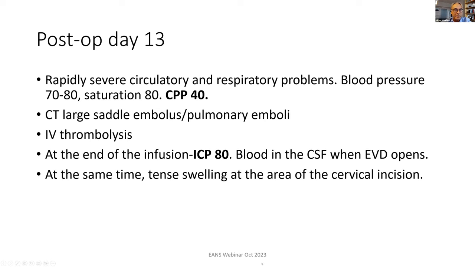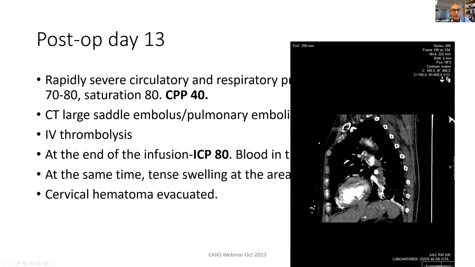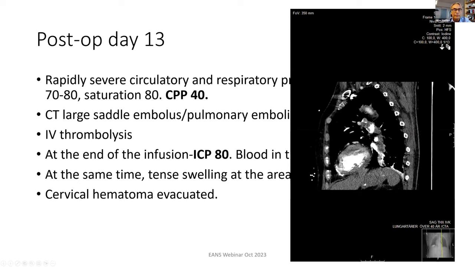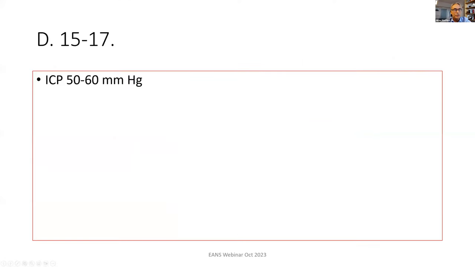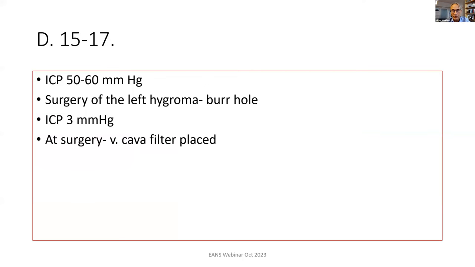And she also gets a very tense swelling at the cervical area where the incision was made for the corpectomy. So that was evacuated. This was the pulmonary emboli. See some more blood in the ventricles like this. The ICP is very high. So we started wondering what to do. So we actually took out the left hygroma with the burr hole. ICP goes down to 3.